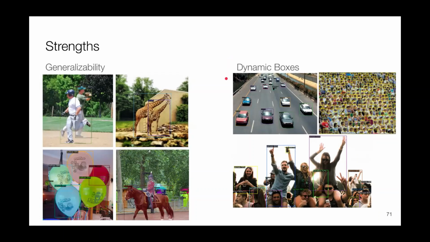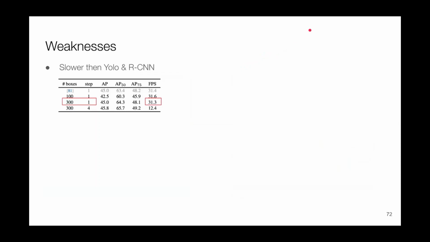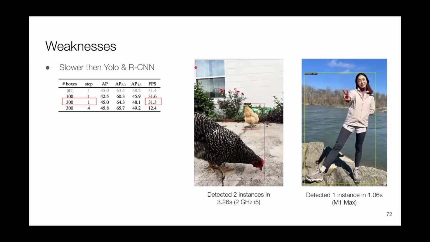So some of the weaknesses of diffusion detection are that it's slower than YOLO and RCNN, actually considerably slower. Even in the most favorable situations where we have a low number of initial random boxes and only one sampling step, it's still only able to achieve an FPS of 30. This is compared to CNN-based approaches, which average an FPS of 150. So in small scale scenarios where you have either one or two objects, it's not ideal to use an approach such as diffusion detection.